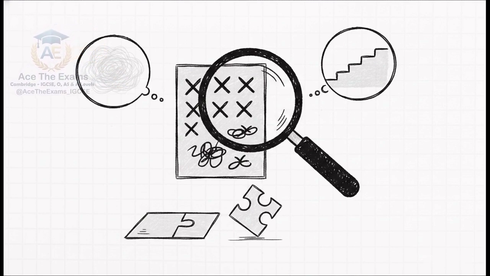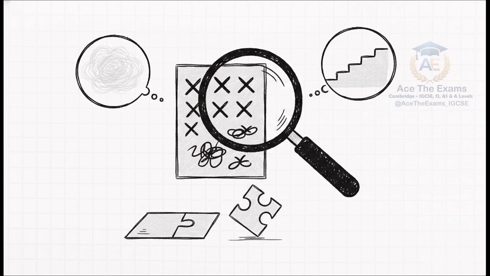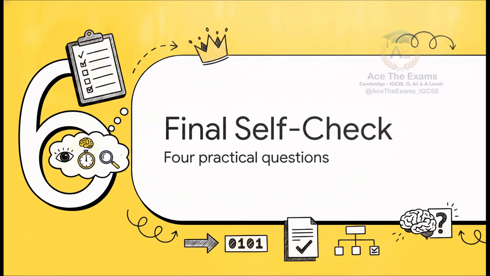Fifth, stating an advantage without a reason. If you write detecting overflow is an advantage, you must explain why, because it prevents corrupted data from being processed further. If you can spot these flaws in your own writing during your mock exams, you will instantly elevate your entire grade profile. Finally, we reach Section 6, the final self-check.